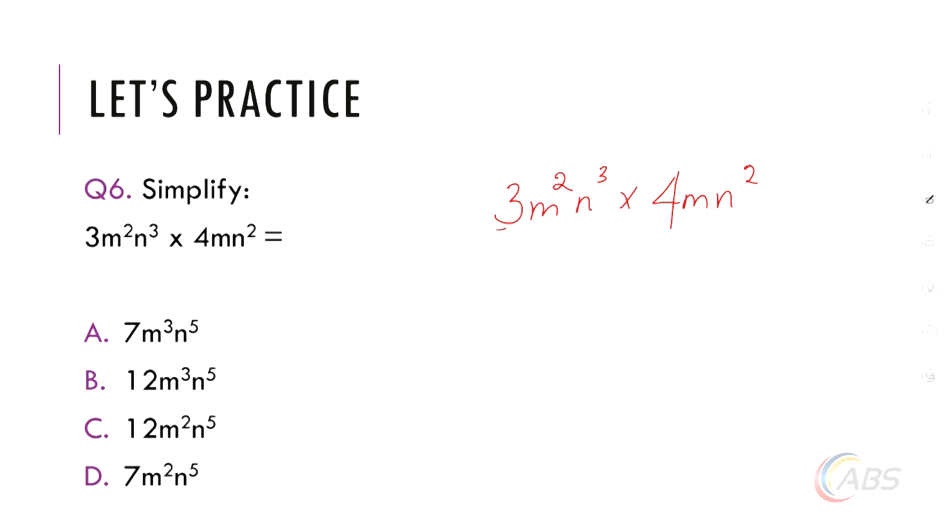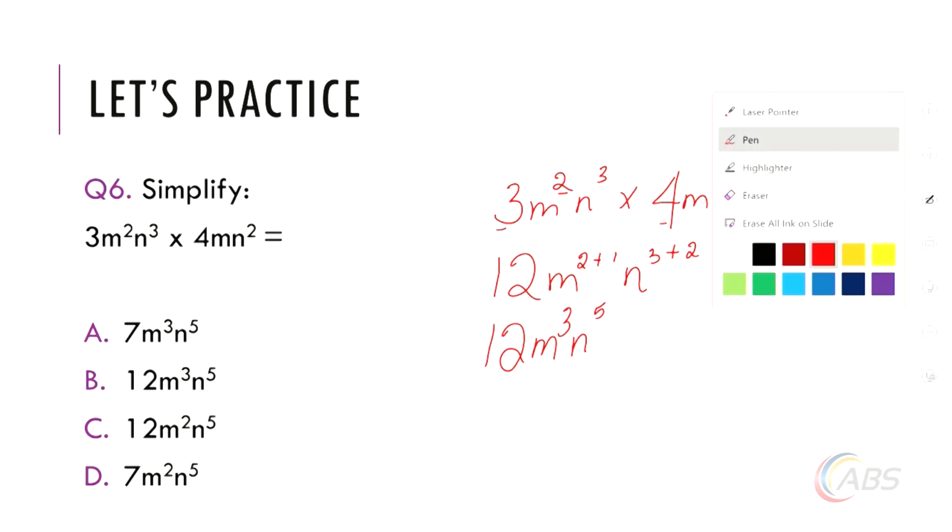What is this equal to? Well, we have 3 times 4, so we know what 3 times 4 is. 3 times 4 is 12. We bring back our base, which is m, and we're going to add our powers. The power of m here is 2, and the power of m here is 1. And we bring back our other base, which is n. The power of n here is 3, and we're going to add it to the power of n here, which is 2. And so our answer is 12m cubed n to the 5th. So that gives us B.